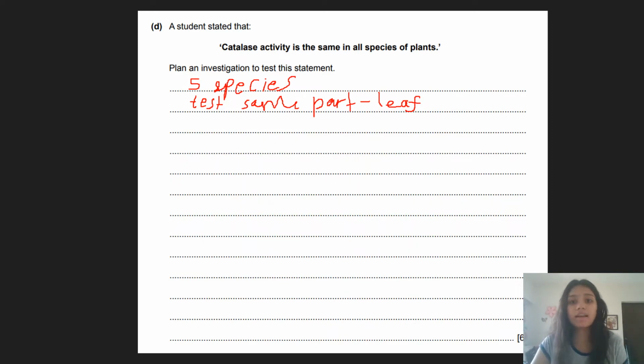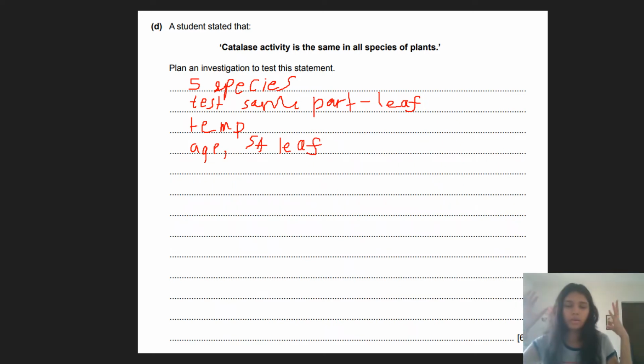We're also going to try and standardize the temperature by placing our setup in a thermostatically regulated water bath at around 30 degrees Celsius because that's when catalase works best. So we're going to keep the temperature common. And then we're going to keep different parts of the plant common. So not just the age of the plant, surface area of the leaf, and then the place that the species were procured from, all of that.